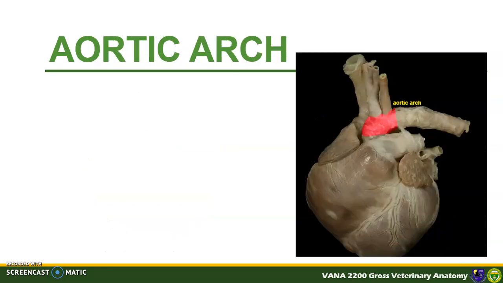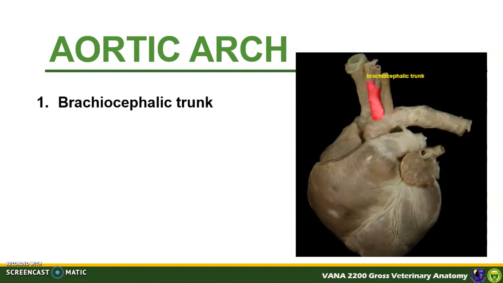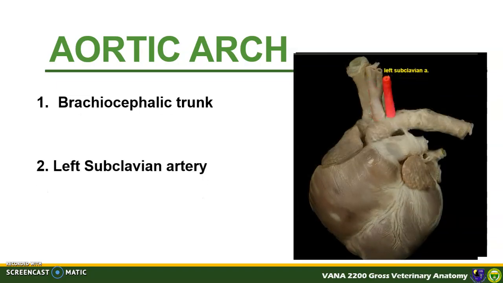Now we move to the aortic arch. As you notice, the aortic arch is a direct continuation of the ascending aorta. This vessel sends branches to the head, neck, and the thoracic limb. The first branch of the aortic arch is the brachiocephalic trunk, and the next is the left subclavian artery.